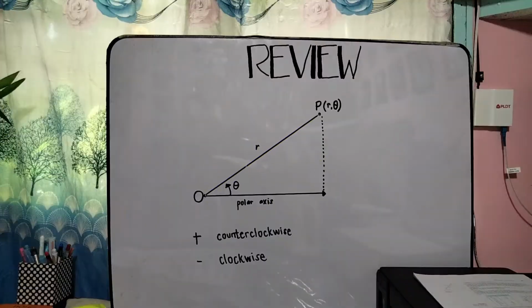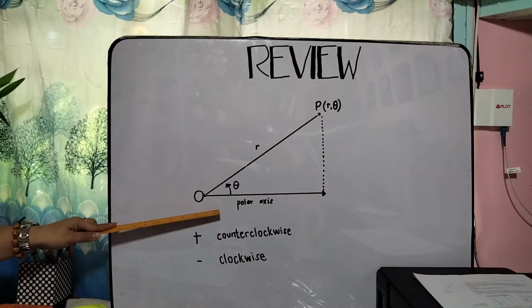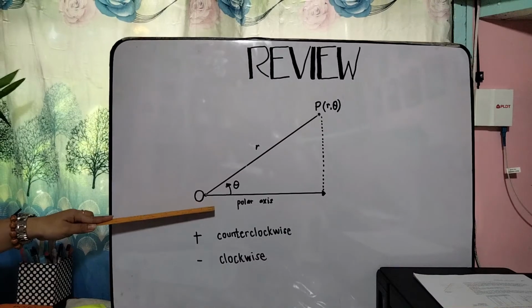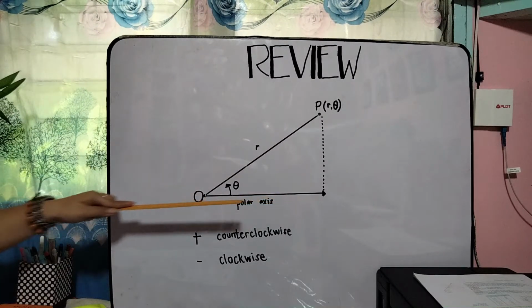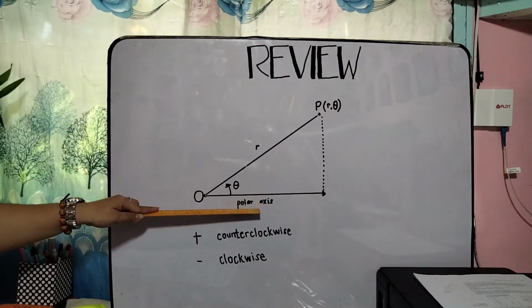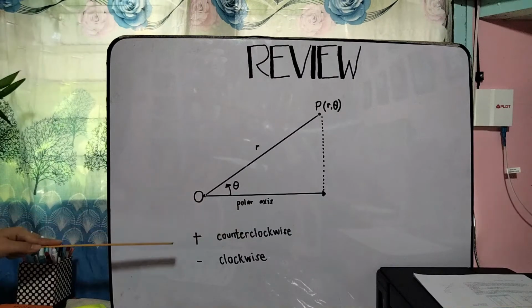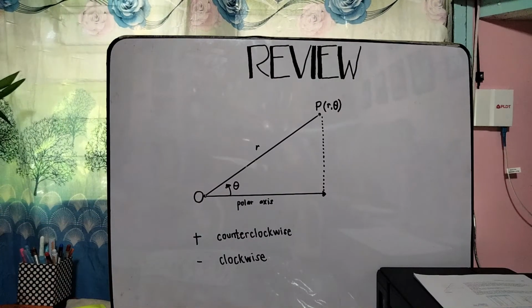But before we start, let's have a quick review. As shown in the figure, we choose a point in a plane that is called the pole, labeled O. Then, we draw a ray, starting at O, called the polar axis. This axis is usually drawn horizontally to the right, which is the positive x-axis.